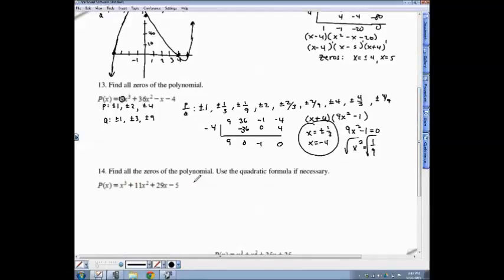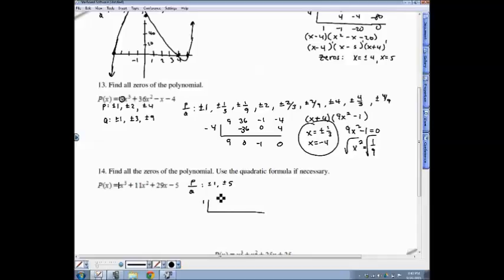Okay, question 14, more of the same, and again, p over q, since q is just 1, if you take all the factors of p and divide it by q, which is just 1, then essentially the p over q list is just the p list, which is plus or minus 1, plus or minus 5.